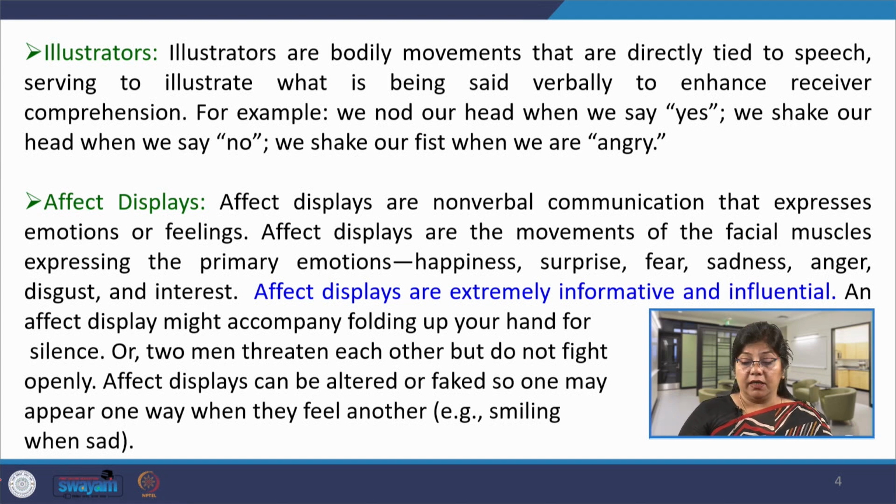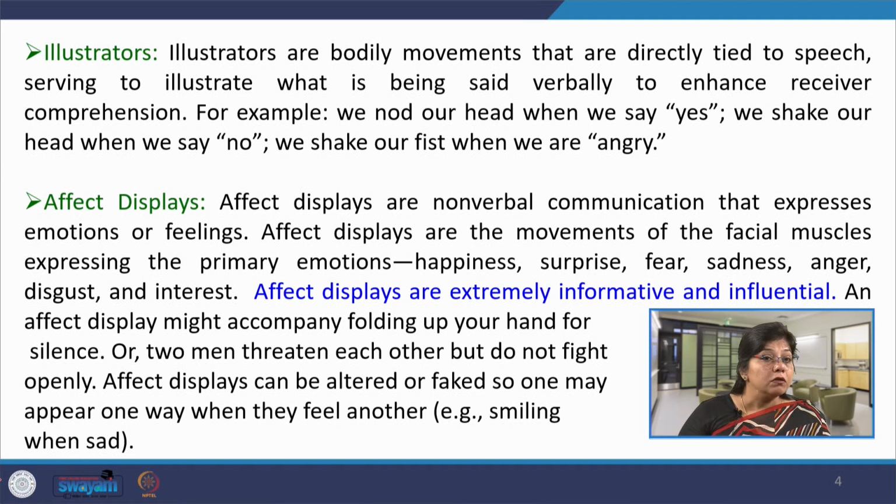The other is affect displays. Affect displays are non-verbal communication that expresses emotions or feelings. They are the movements of the facial muscles expressing the primary emotions, for example happiness, surprise, fear, sadness, anger, disgust and interest. If an interesting proposal is there, maybe we will broaden our eyes. If we are angry, we will have a frowning expression, our forehead will be frowned. These are the different kinds of displays that most of the time convey what you feel.